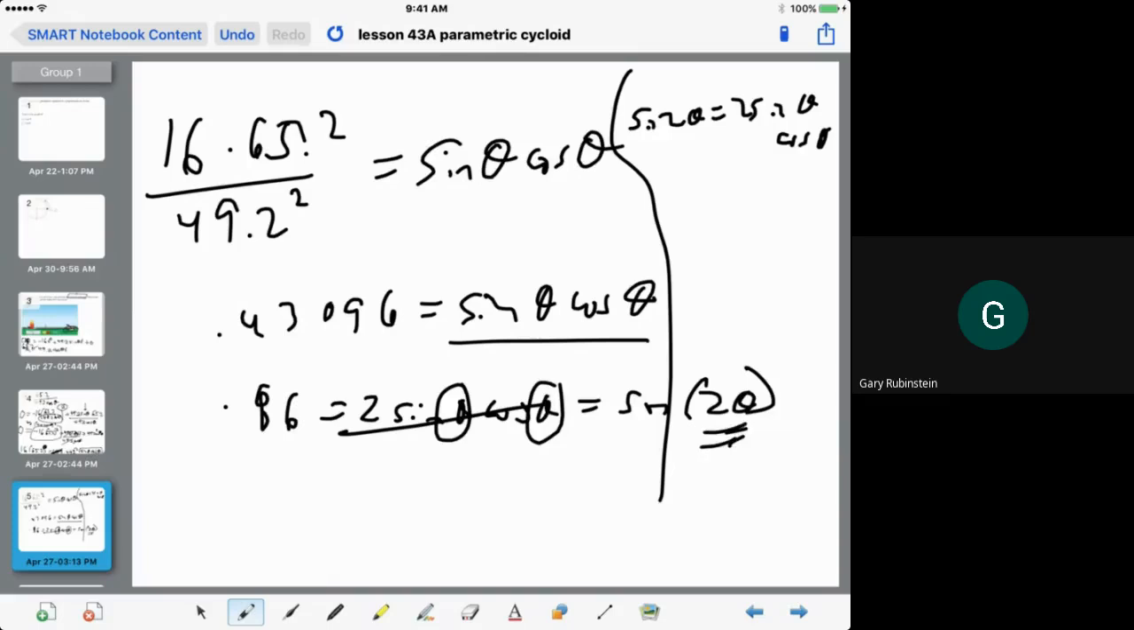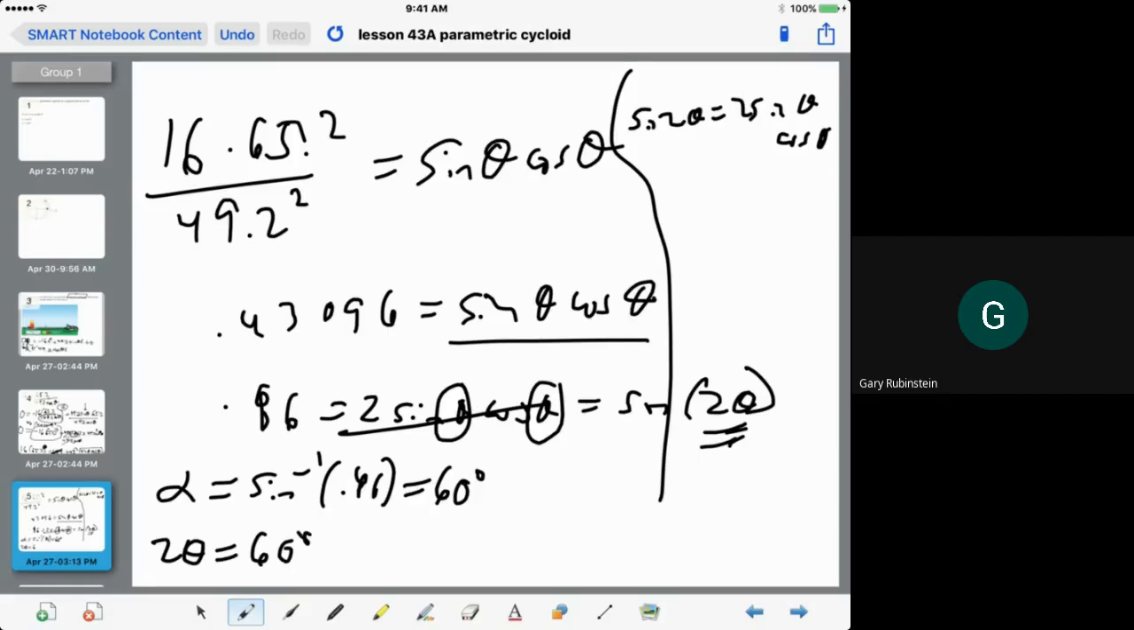And I could work with that equation because I solve it the same way I would solve sine x equals 0.86. I would say alpha, the reference angle, is sine inverse of 0.86, which is 60 degrees, which means that 2 theta is 60 degrees, which means theta is 30 degrees.